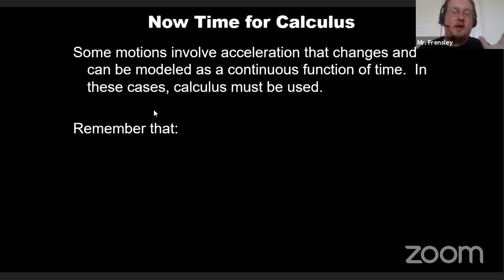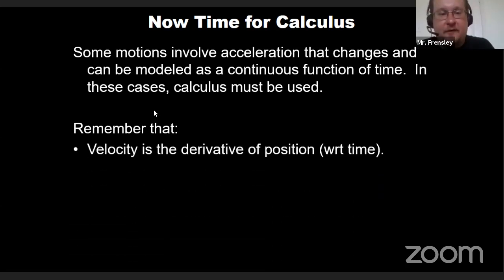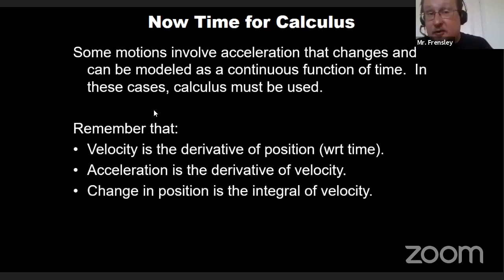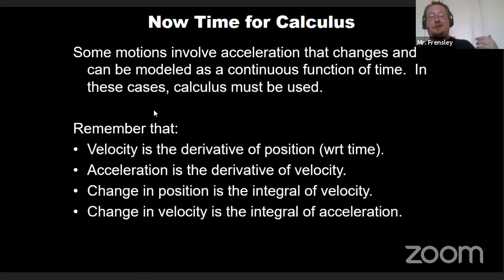So let's just go through it, we know it already. Velocity is the derivative of position with respect to time. That's what WRT means, with respect to. So velocity is the derivative of position with respect to time, and acceleration is the derivative of velocity. I hope that this is all old hat for you. If you take the integral of velocity with respect to time, then that gives you how much your position has changed. Not where you are, but how much your position has changed. All integrals give you a change. So the integral of acceleration with respect to time is how much your velocity has changed.